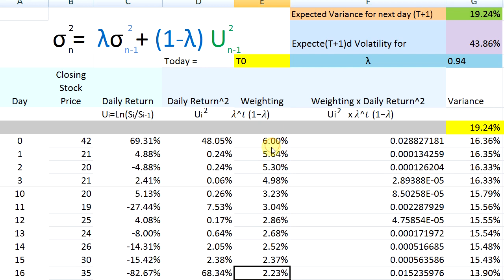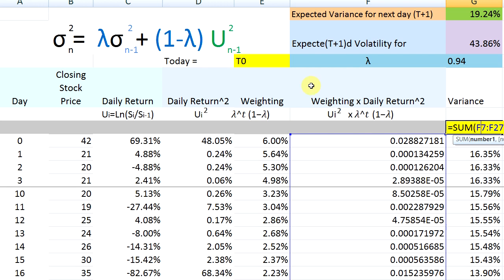So once you apply a weighting, you simply multiply your weighting by the square of the daily returns. That's what we are doing here, and then you simply add all your weighting times daily return squared. If you add all of them, you will get the estimated variance for T plus 1. Now rather than going through this long method, you could simply use this formula.